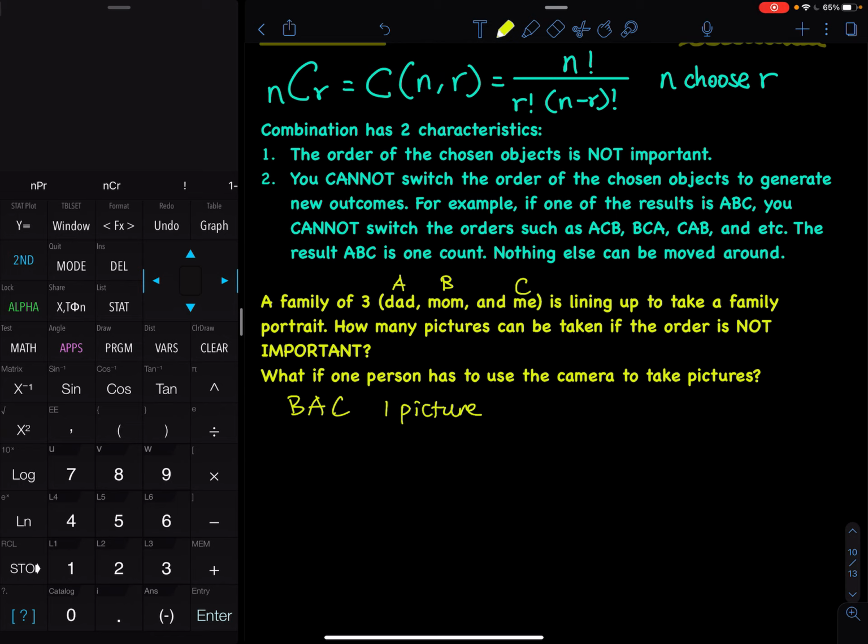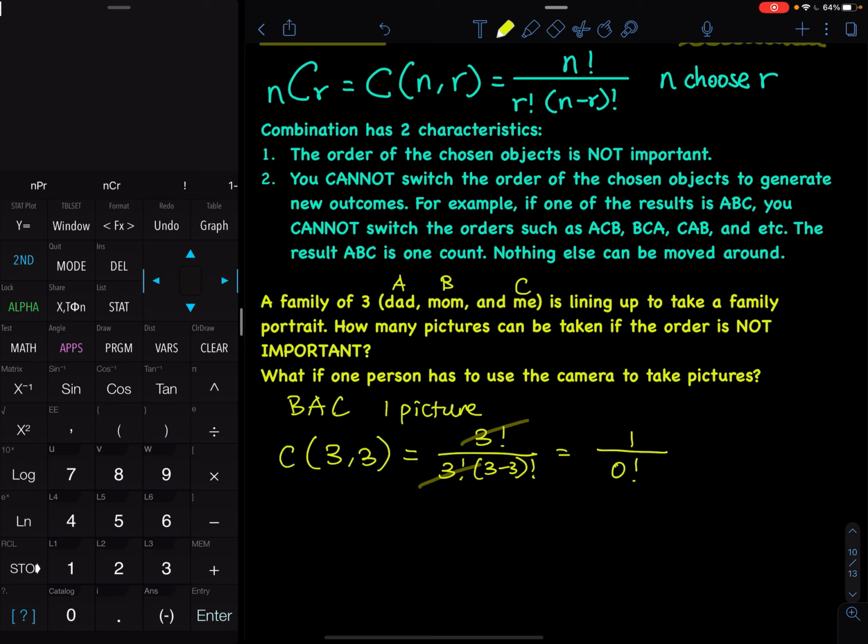Everybody can go home. So how do you write the combination formula? You have 3 choose 3, and this is 3 factorial divided by 3 factorial times (3 minus 3) factorial. So the 3 factorials cancel, and you have 1 divided by 0 factorial. 0 factorial is equal to 1, so 1 divided by 1 is equal to 1.